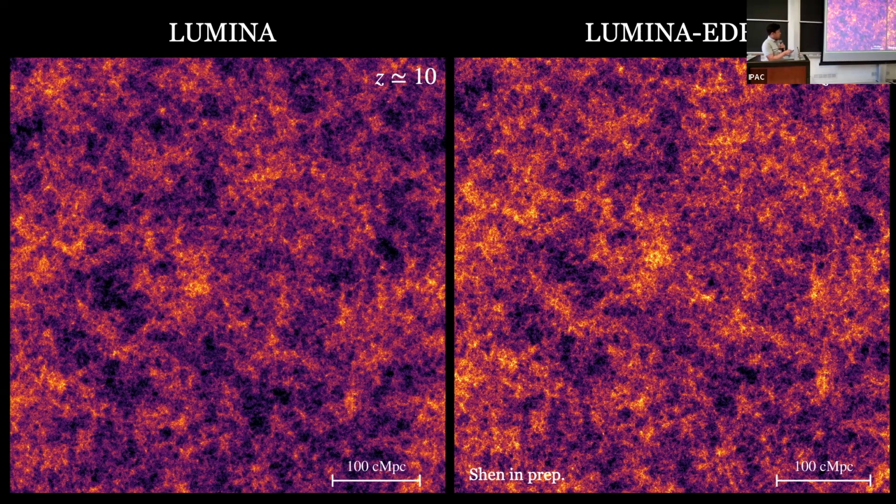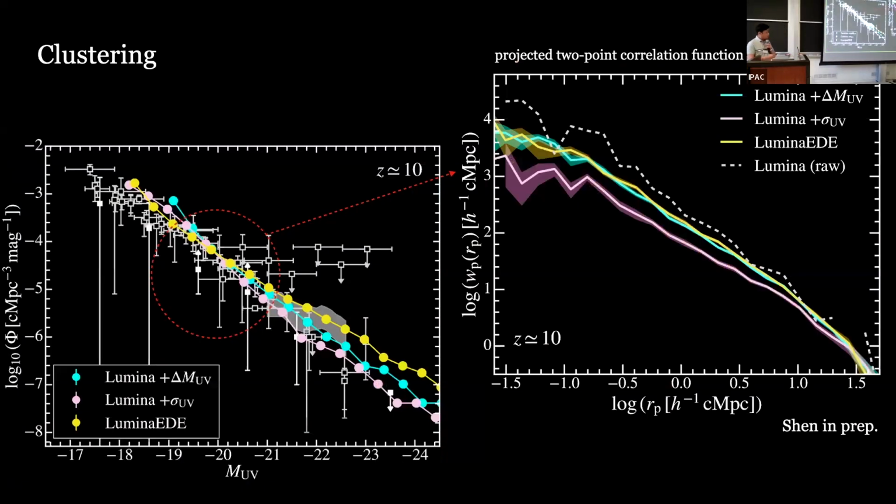That's this left one. And we got lucky to have the computing time to do an early dark energy analog with exactly the same setup, physics, and resolution. And you can already see that the large-scale dark matter distribution already looks quite different at Redshift 10, where structures emerge earlier in the early dark energy case.